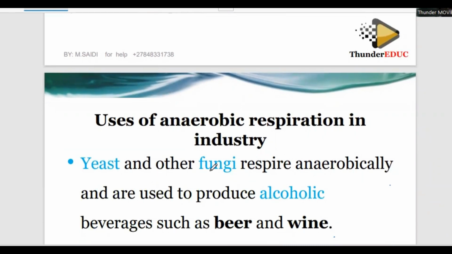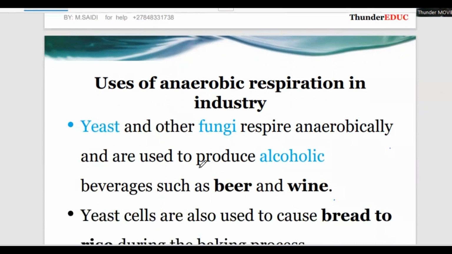So what are some of the uses of anaerobic respiration in industry? Number one, yeast and fungi respire anaerobically. So we use them. We use them during baking. We use this anaerobic respiration to bring about alcohol. People enjoy alcohol. How do they enjoy it? How do they feel it? You are the people who are taking it. You know how when you take it, how do you feel?